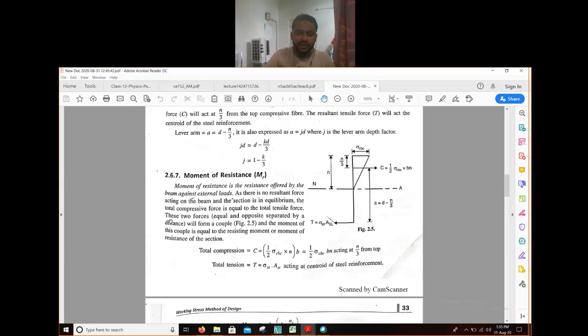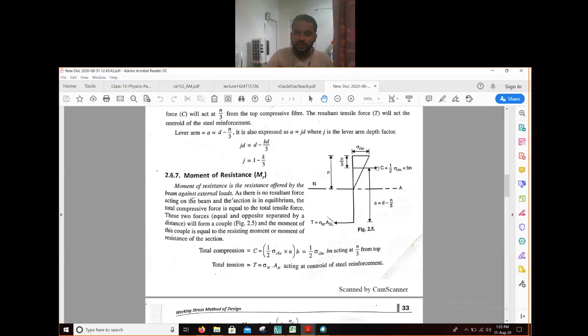Then you can see here, these two forces will form a couple. Do you know what a couple is? It is written here: equal and opposite, separated by a distance. That means if two forces are equal, here our compression and tension are equal, and they are separated by some distance, we don't know the value of this a, but they are separated by some distance, then they will form a couple.